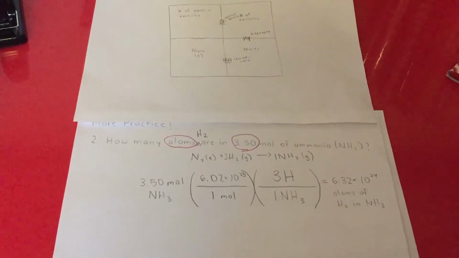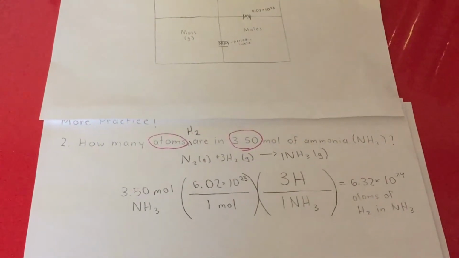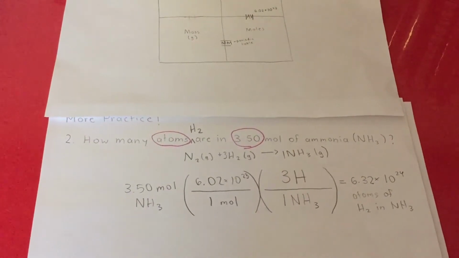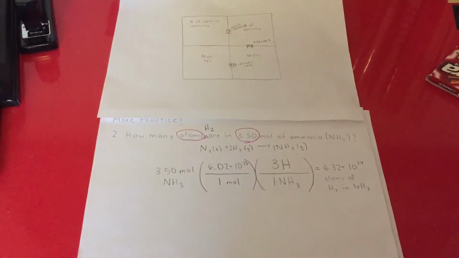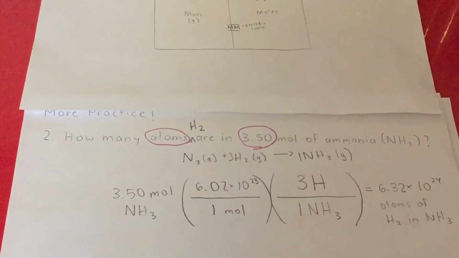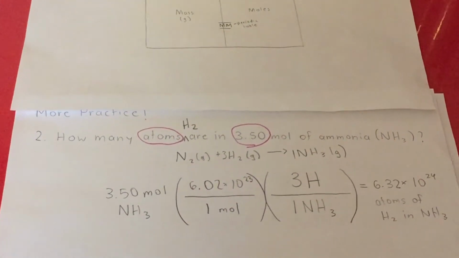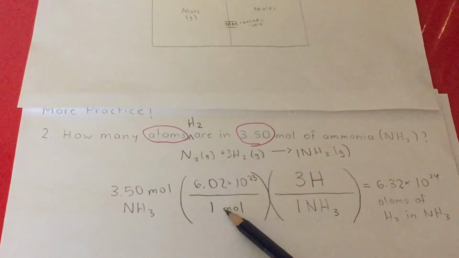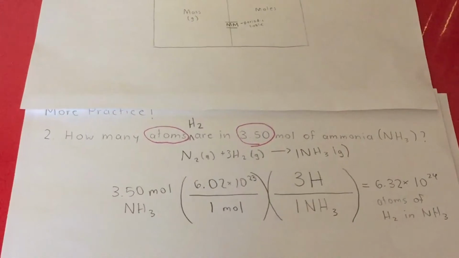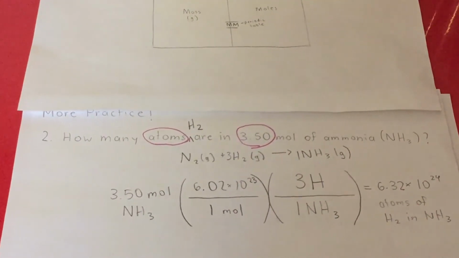And here's our second practice problem. How many atoms of hydrogen are in 3.5 moles of ammonia? Now, same thing here, I circled what we're trying to find and what information we have. So I put 3.5 moles, and then I put 1 mole, so we cancel it out. And for this one, we're going to do 2 conversion factors.